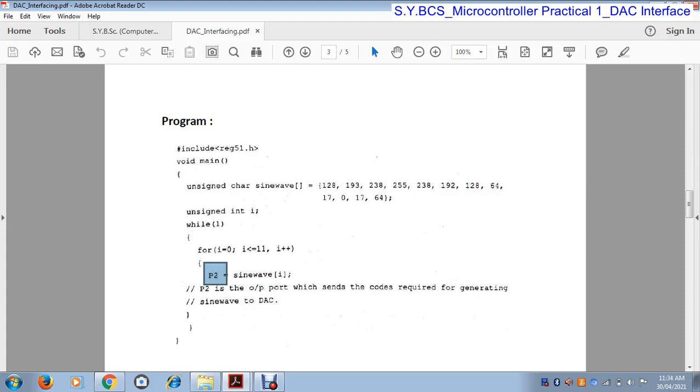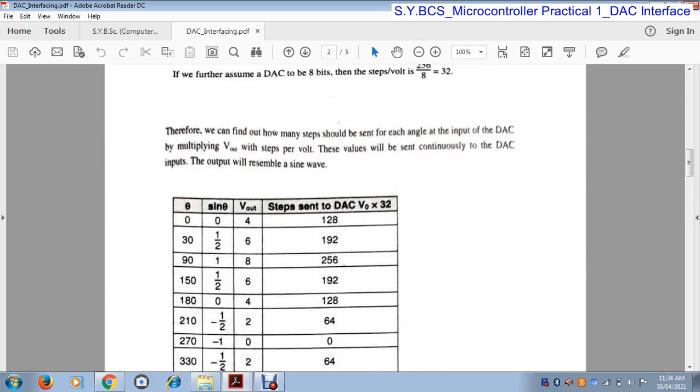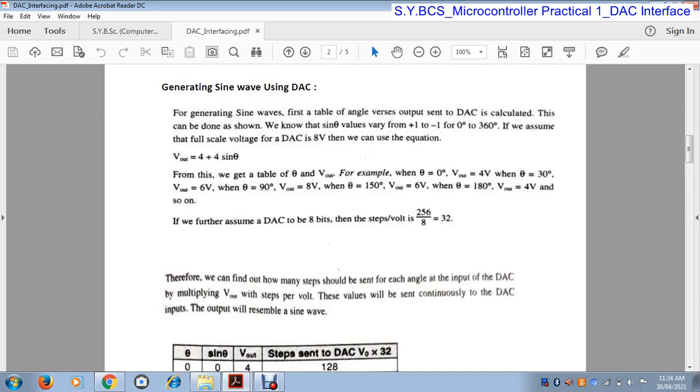So in this way we generate a sine wave using DAC and microcontroller, and for calculating these step sizes we use this formula: V output is equal to 4 plus 4 sine theta. In this way we generate a sine wave.